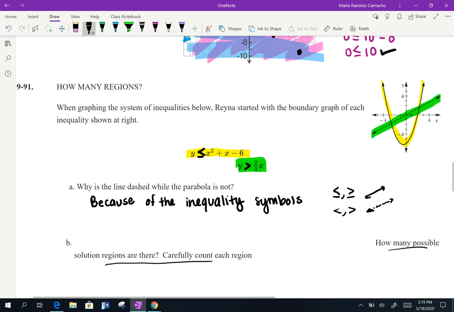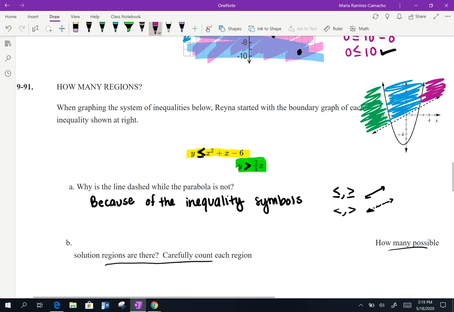Part B says, how many possible solution regions are there? Carefully count each region. So how many solution regions could we have? Let's see. Well, this could be an overlap region. So that's one possible region. Here's a second possible region. Here's a third possible region.